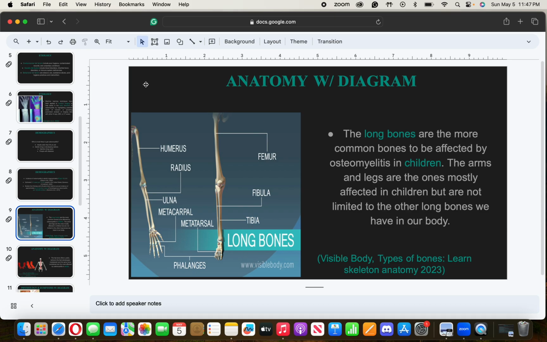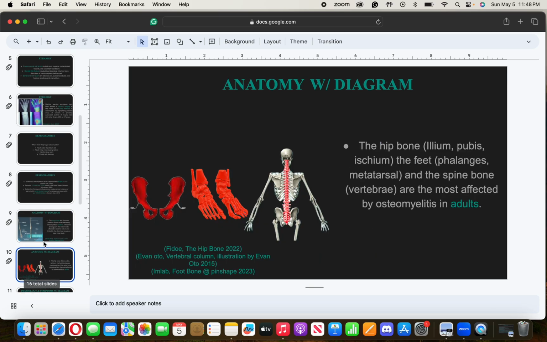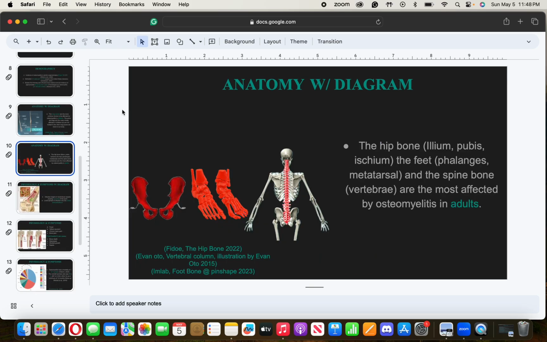So, in children specifically, the long bones are typically the most affected bones in the body and the most vulnerable to developing osteomyelitis. In adults, the hip bone, the feet, and the spinal cord are the most affected by osteomyelitis if the infection occurs.